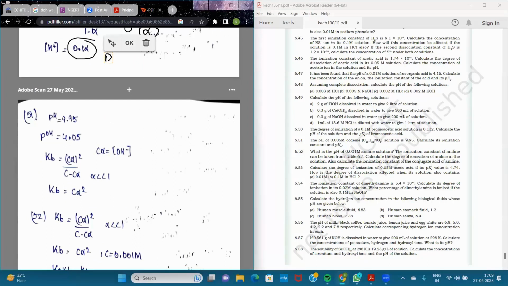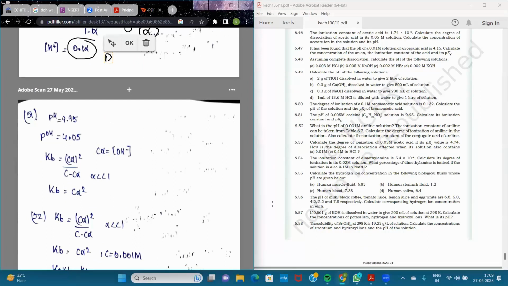We'll go with the 51st question. The pH of 0.05 molar codeine solution is 9.95. As you can observe, pH is greater than 7. The solution is basic. It is a base. Calculate its ionization constant and pKb. Ionization constant is Kb. From the relation between pH and pOH, pH plus pOH is 14 at normal room temperature. We'll find pOH value.